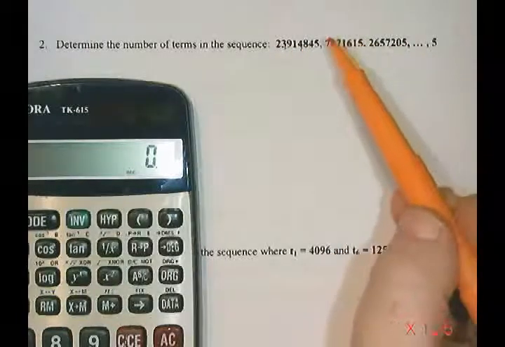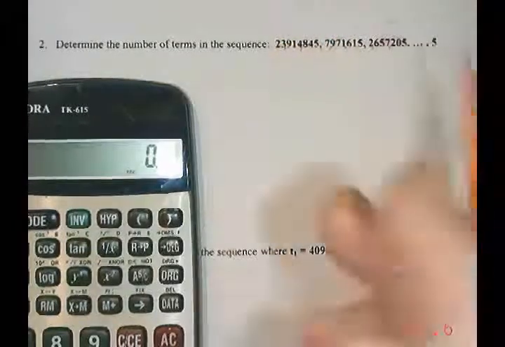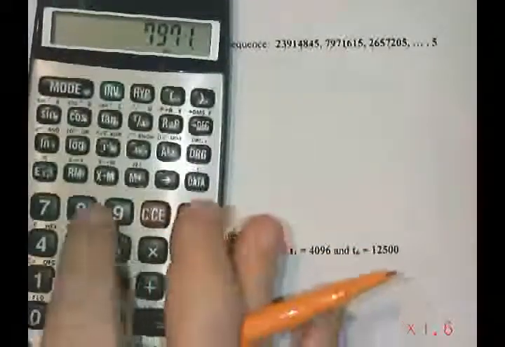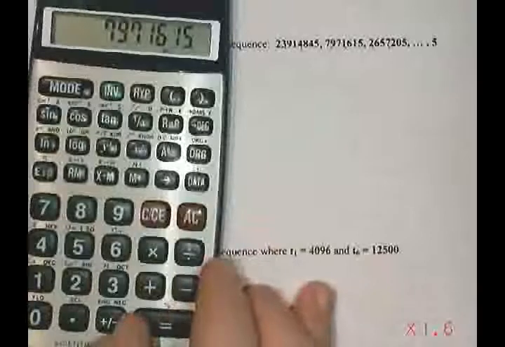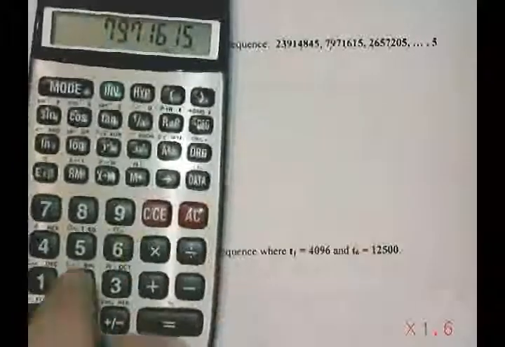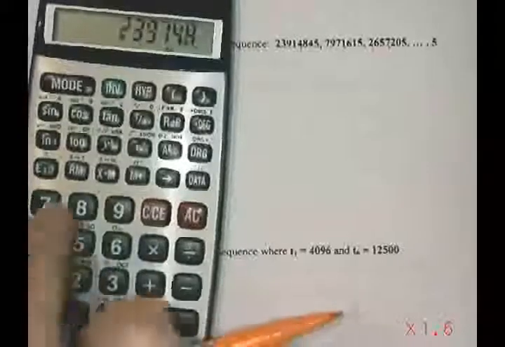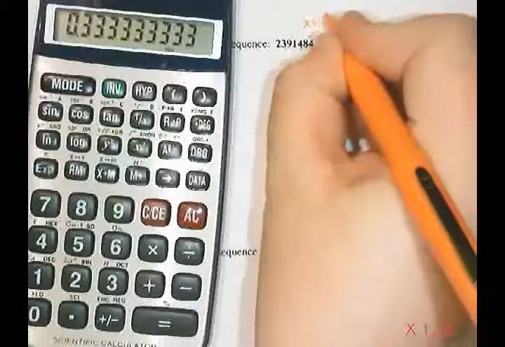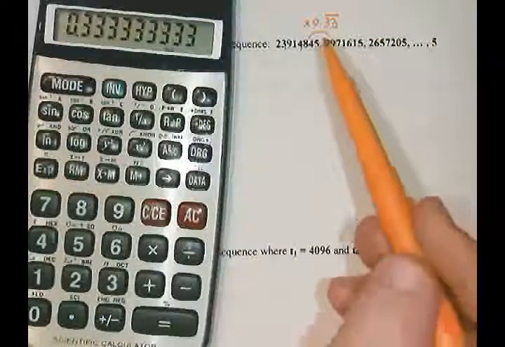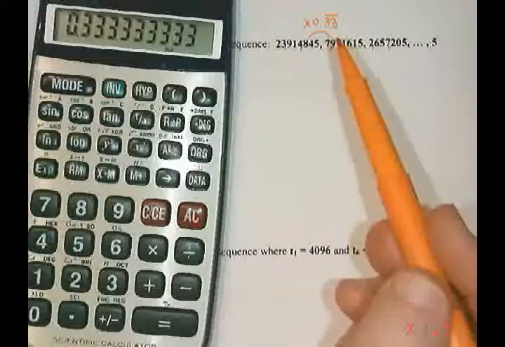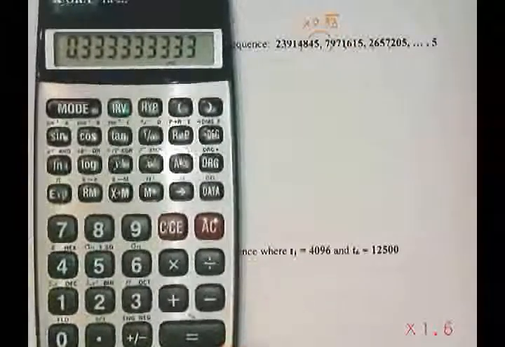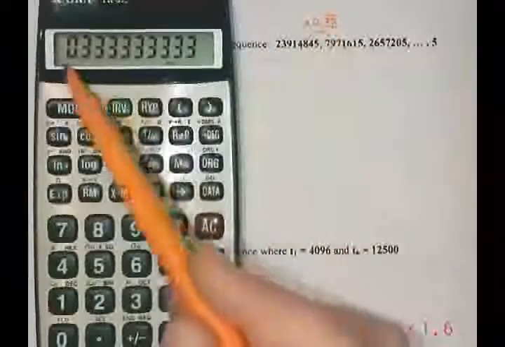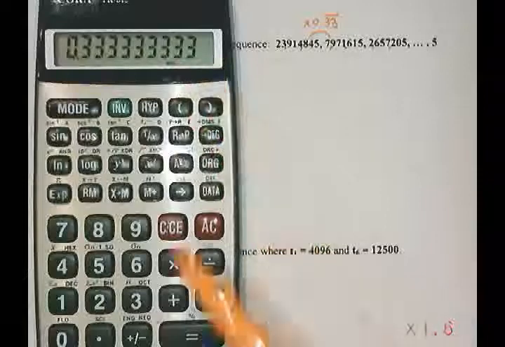So I'm going to try taking the second number and dividing it by the first number. So I've got 7,971,615 divided by 23,914,845. And I found that I'm multiplying by 0.33 repeating. Now, I do not want to use a decimal that I have rounded. So what I want to do instead is figure out what that is as a fraction. If it had worked out to be exactly 0.3 or a nicer decimal, I would have used it. But because it's got all of those decimal places and I'd have to round it, I'm not going to do that.